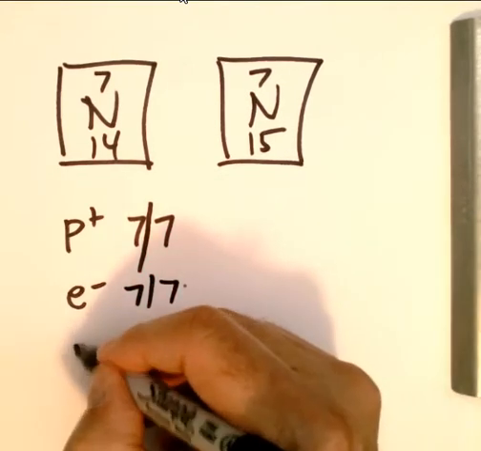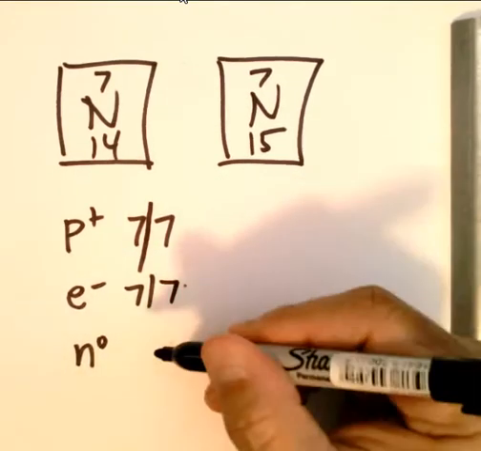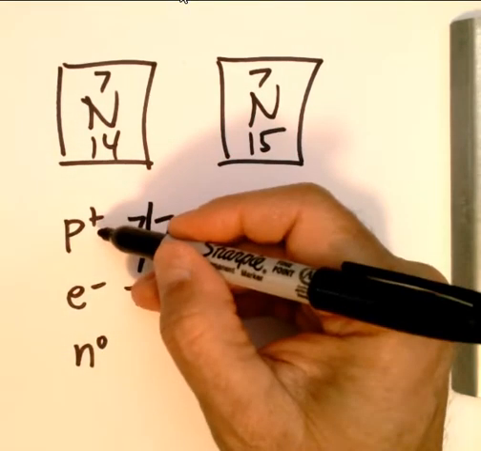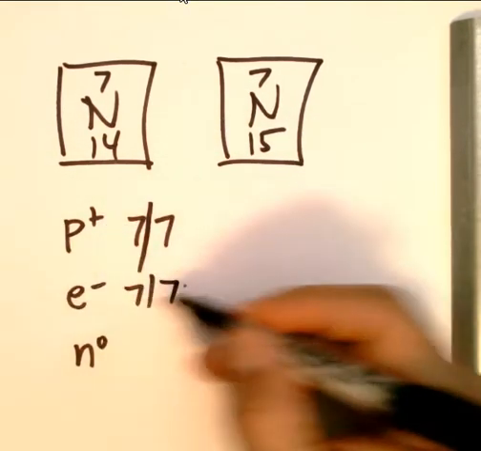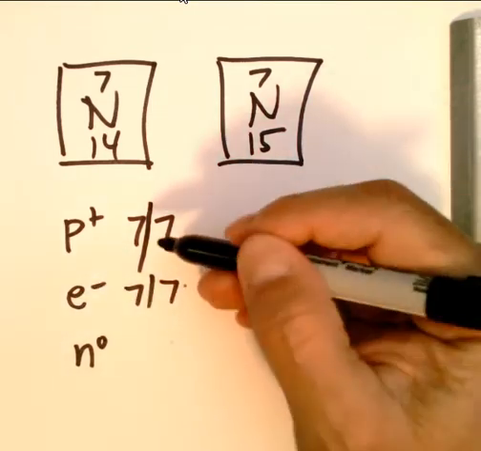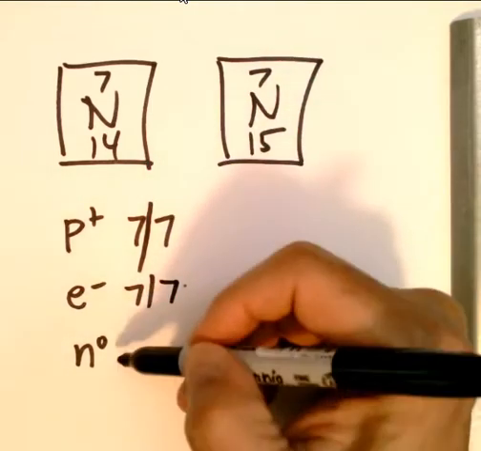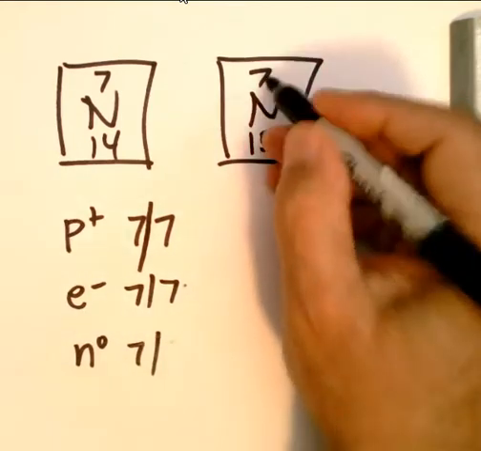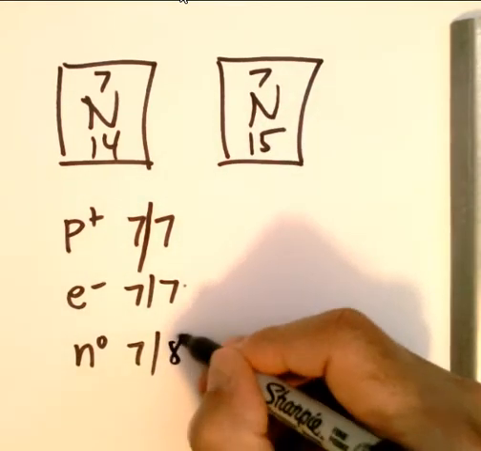And then lastly, let's look at neutrons. Neutrons are neutral particles found in the nucleus. These are in the nucleus. These swarm around the outside like bees around a beehive. Neutrons, 14 minus 7 makes what? 15 minus 7 makes what?